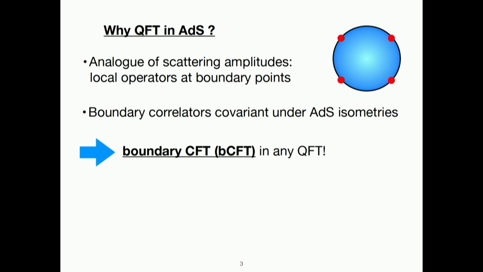And of course, as is very well known from the AdS/CFT correspondence, and it's also true here, the isometries of the space act as the conformal group on these conformal correlators. So basically, for any quantum field theory, if we put it on this background, we get for free a boundary conformal field theory.